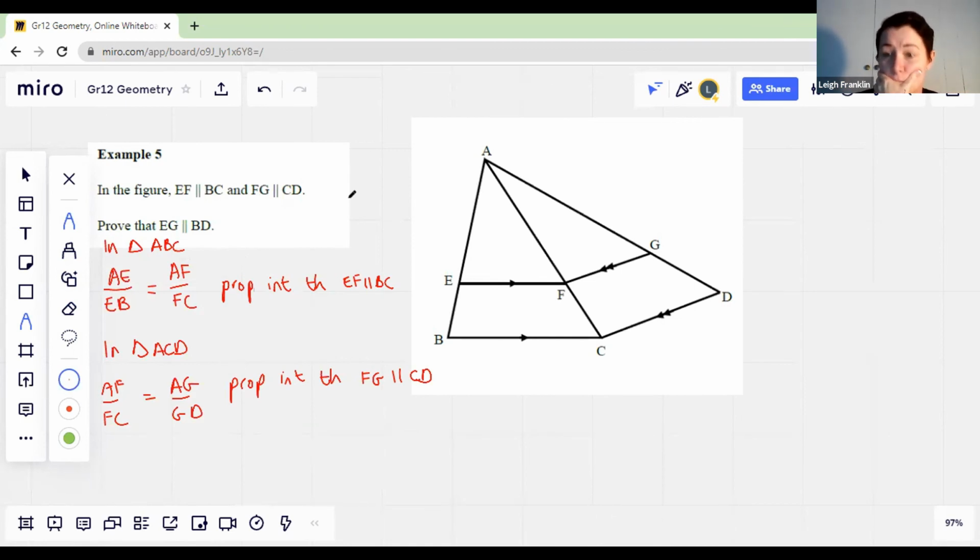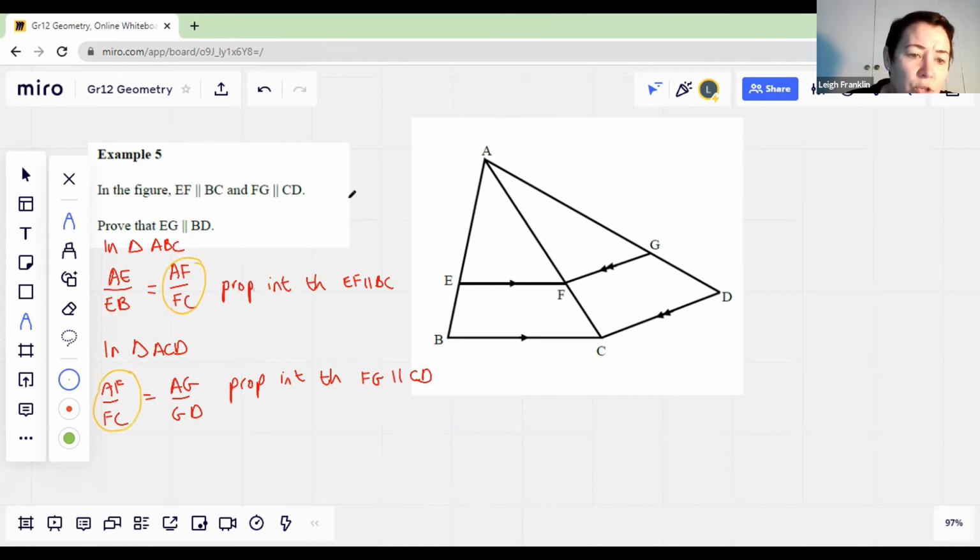Exactly. AF over FC is... Exactly. Absolutely, Christian. Both AE over EB, exactly, Carabo, you've said it perfectly, and AG over GD are equal to the same thing. So this is like our bridge. This is what connects these two things together.